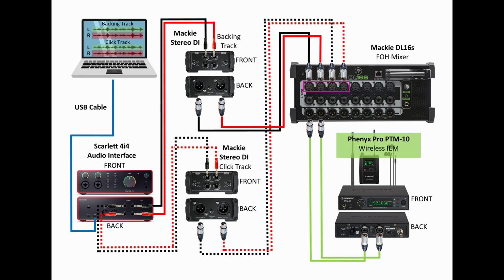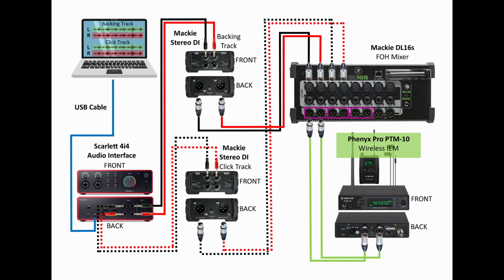So in the diagram, you can see both of the DIs, which are running stereo, are occupying channels 1, 2, 3, and 4. That means I've got 12 other channels that I can work with for my band. You might run into a situation where 12 channels is not enough for your band, in which case I would highly recommend you look at possibly using a mono backing track setup, which again, I'll put the link in the description for a setup like that.